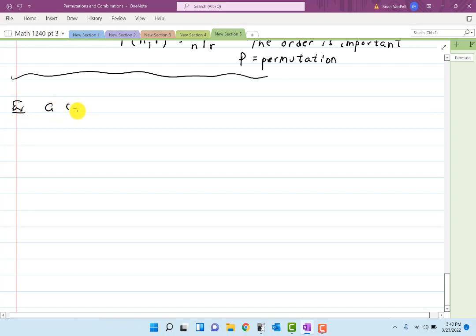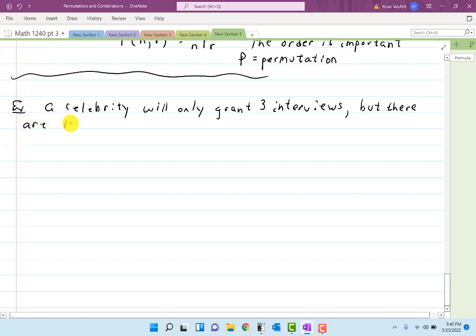"A celebrity will only grant 3 interviews, but there are 10 reporters ready. How many ways can you select the 3 reporters?"